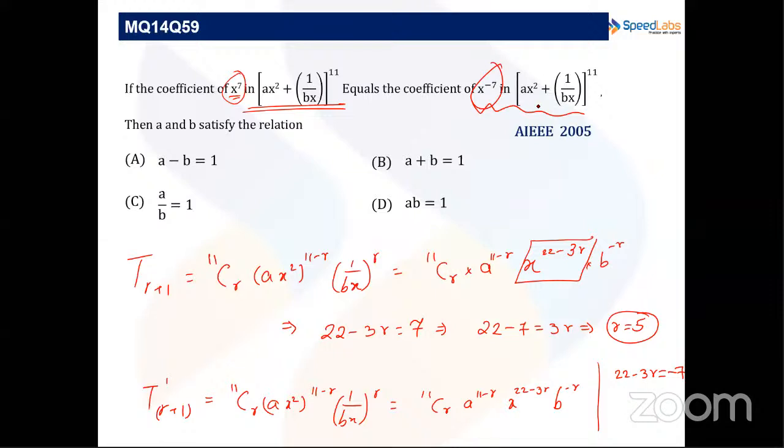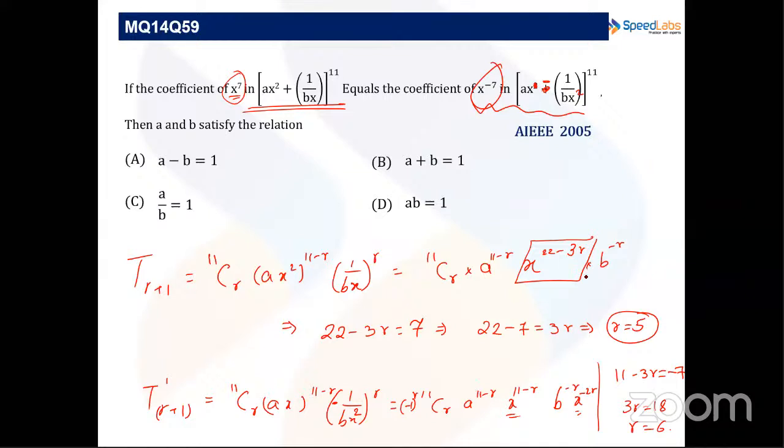Oh no, sorry. Actually, we are having a printing mistake in here. It is ax and 1 upon bx square. So this is term and the other term is this. So you would be having x to the power 11 minus r b to the power r and minus 1 to the power r and x to the power minus 2r. So that will be 11 minus 3r equals to minus 7. So 3r will be equals to 18. So r is equals to 6.